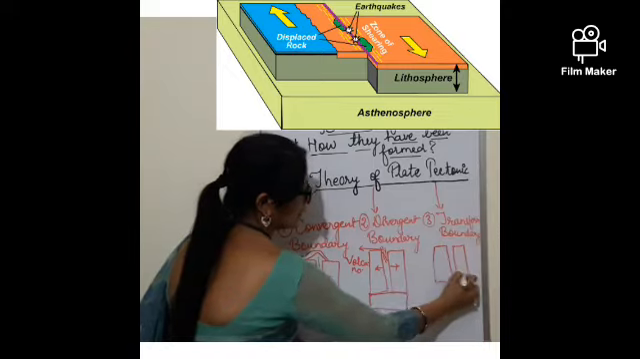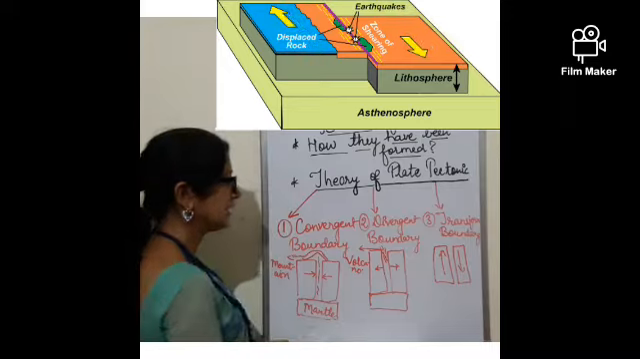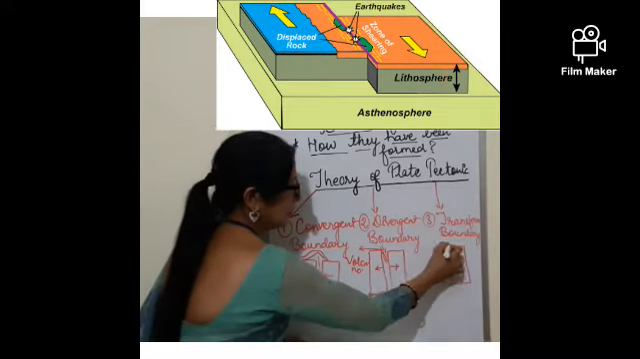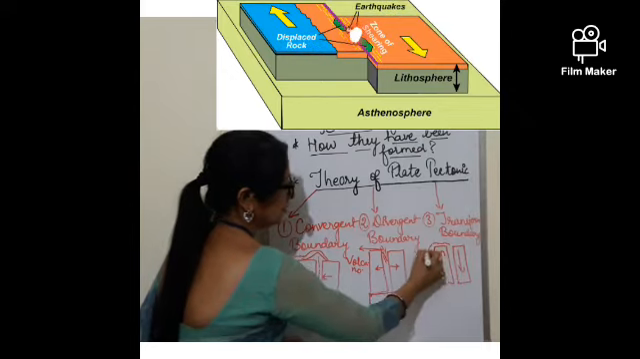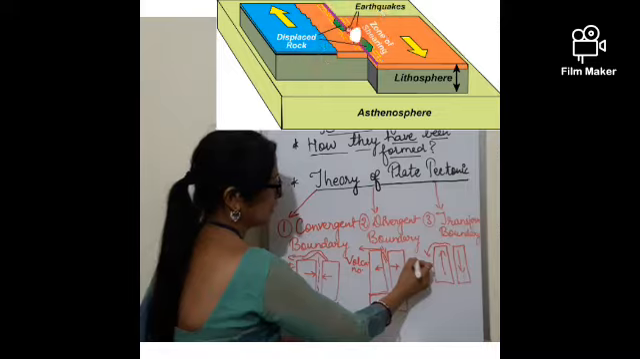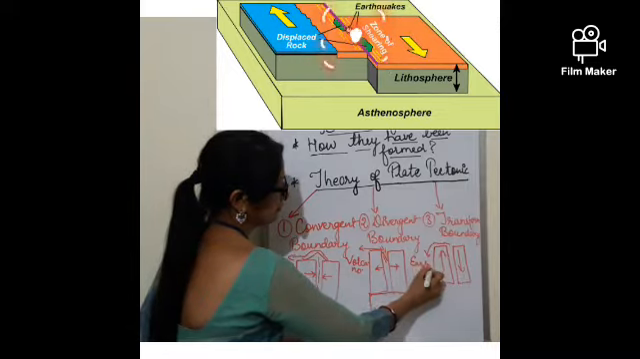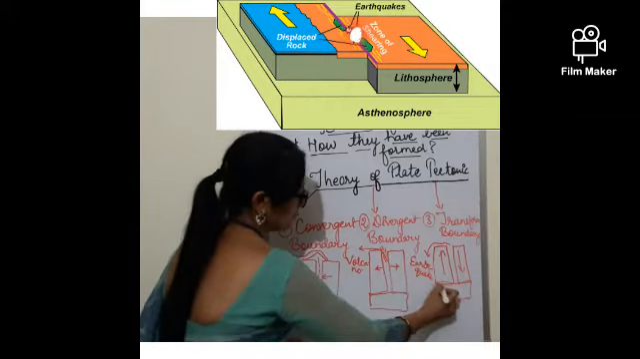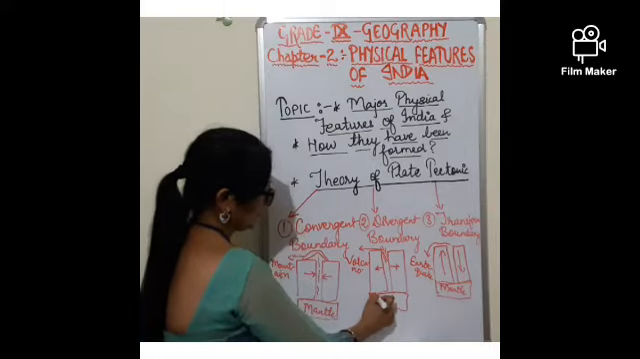Now comes transform, in which the tectonic plates move in opposite directions, and during their opposite movement, a kind of formation or space is created, that is called our earthquake. And this is the mantle, the second layer of earth.